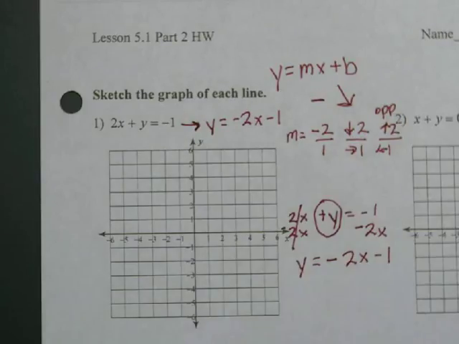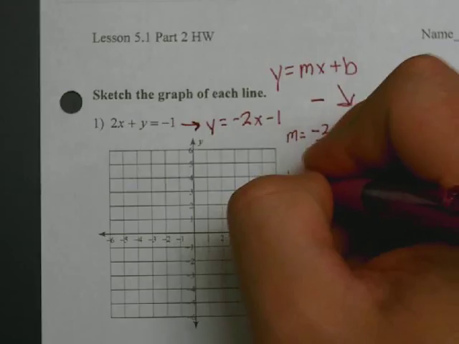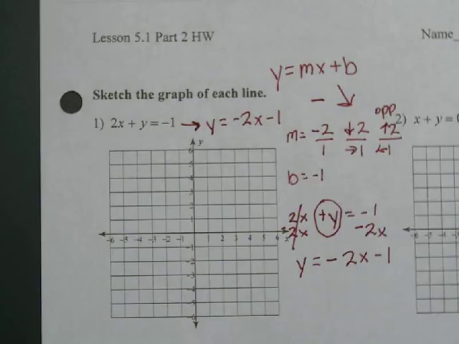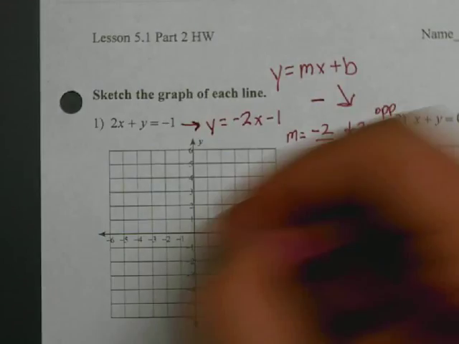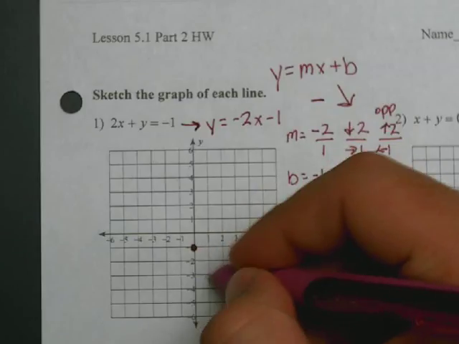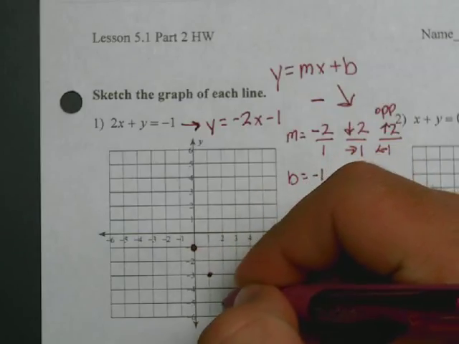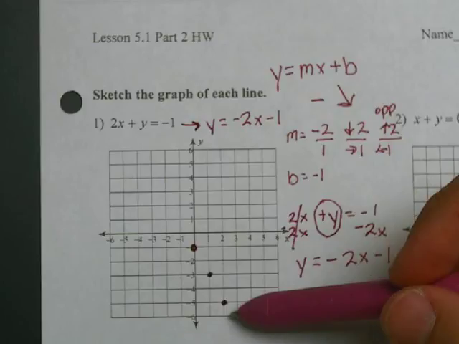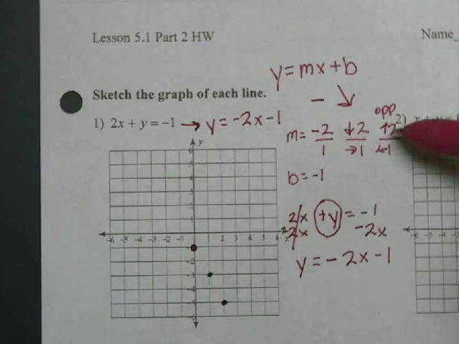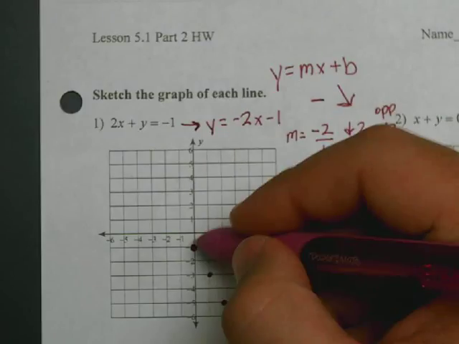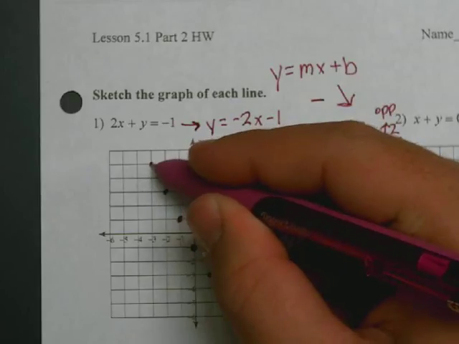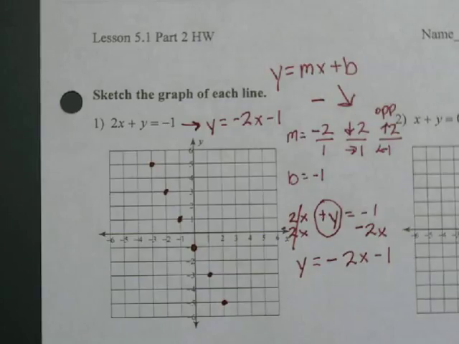Now I identify b. B is right here, negative 1. From there, I put a point at the y-intercept of negative 1, and I follow my direction. My direction is down 2, right 1, down 2, right 1. I can no longer go this direction, but I can go the opposite direction. So follow the opposite direction you made over here: up 2, left 1. From there, I get my protractor.